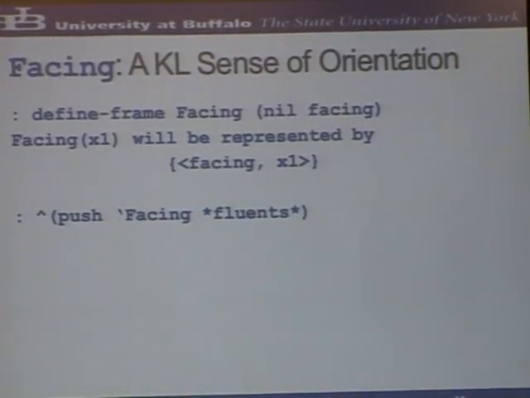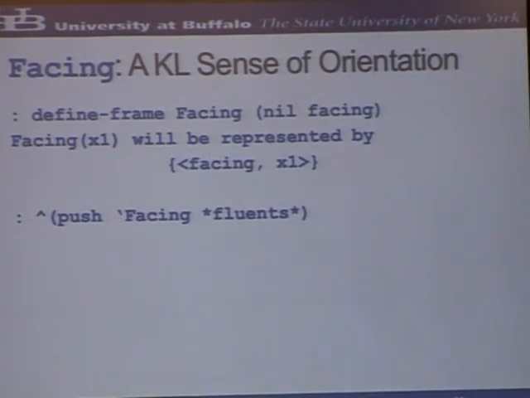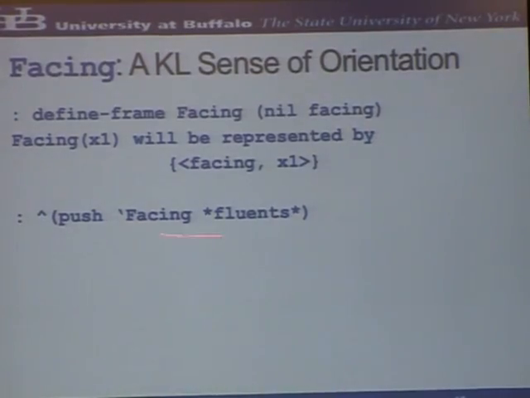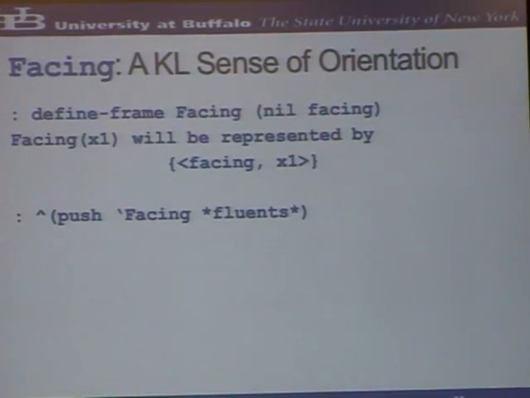Now, here's another fluent, namely facing. So we'll define it this way. And facing is interesting, because the way I've implemented it in the delivery agent, it's a pure KL sense of orientation. I'll explain that as I go along. But facing is also a fluent, so I'll add that to the list of fluents. Remember, it's the fact that ahead is a fluent that caused it, when it turned and ahead is room, to no longer believe that ahead is corridor, but believe that ahead is room, because belief revision happened in the middle of all that.